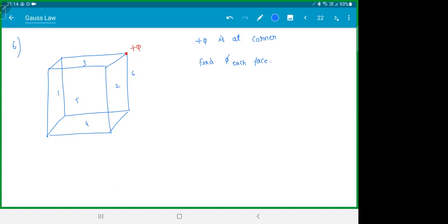Which phase? 1, 2, 3, 4, 5, 6. Every phase.